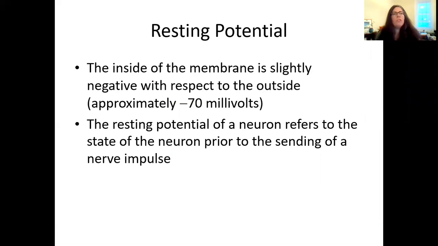The resting potential of the neuron is important because it readies the neuron for quick response when messages are received from the presynaptic neuron. So it readies the cells to respond quickly to incoming information.